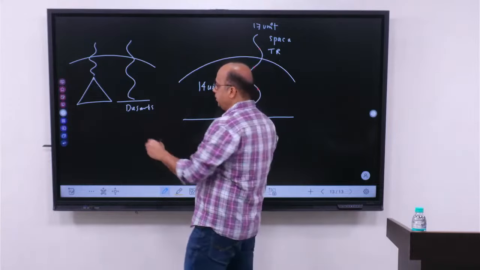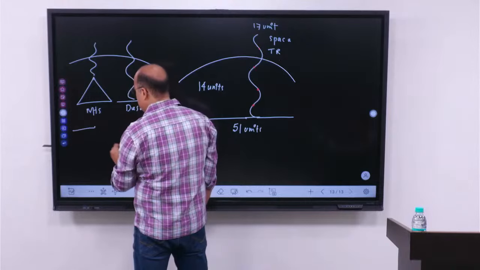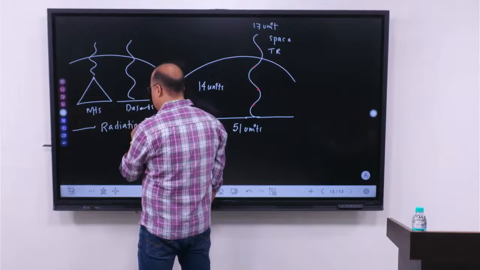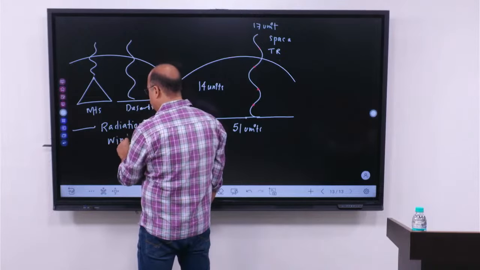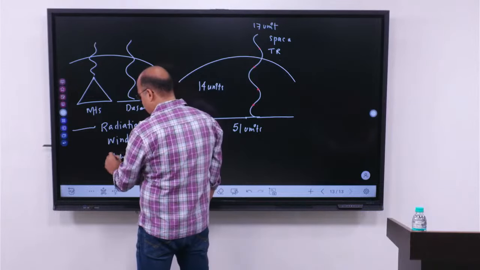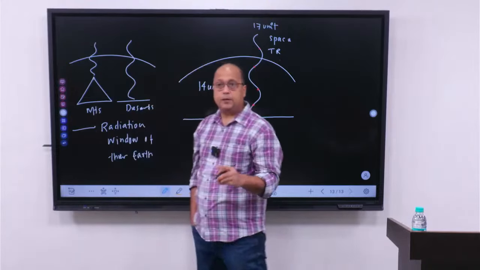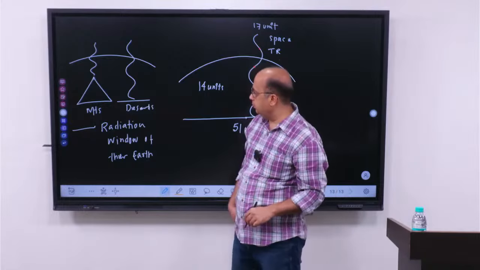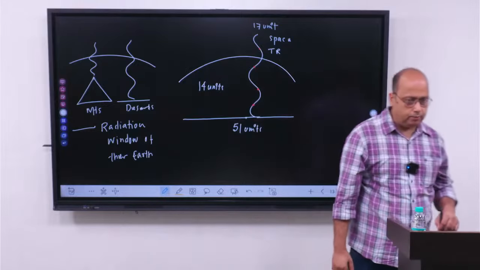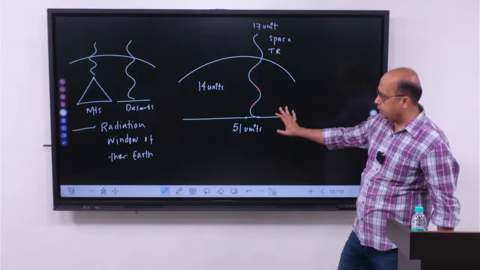That is why we have deserts and mountains. Deserts and mountains together are known as the radiation window of the earth. What does the radiation window indicate? Rapid cooling. Okay? This was a question: which of the following are the radiation window? The mountain top and these two. So let us see. Then you write it down.